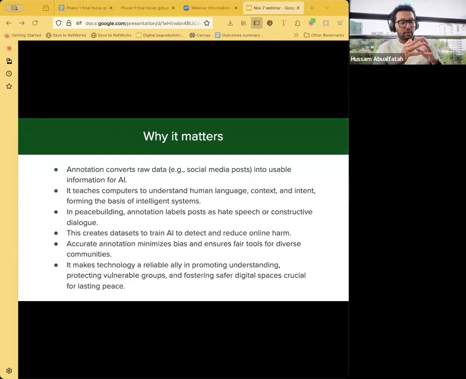conflict. And also, I want to flag here that good annotation isn't only about accuracy. It is also about fairness, because that helps to ensure technology understands people across languages, cultures, and communities and becomes a tool for protection rather than harm.